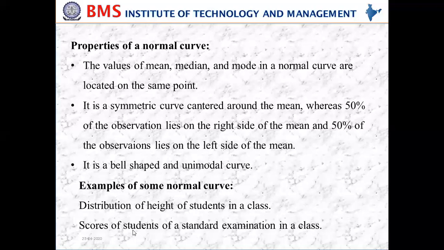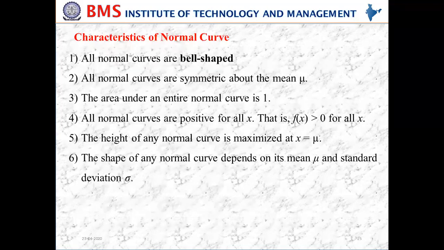And the third property: it is a bell-shaped curve, and also unimodal. Unimodal means we have only one mode. Examples of such a curve are the distribution of heights of students in a class and the scores of students in a standard examination in a class.